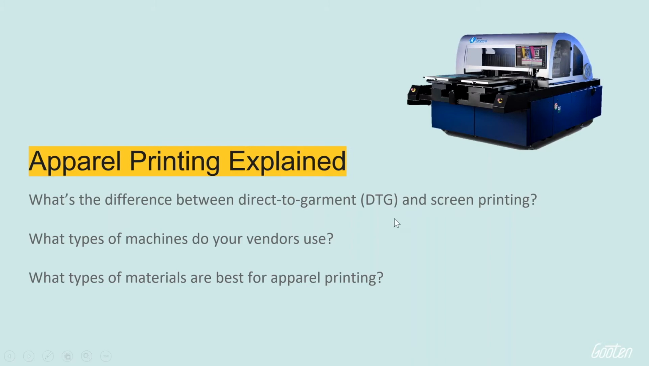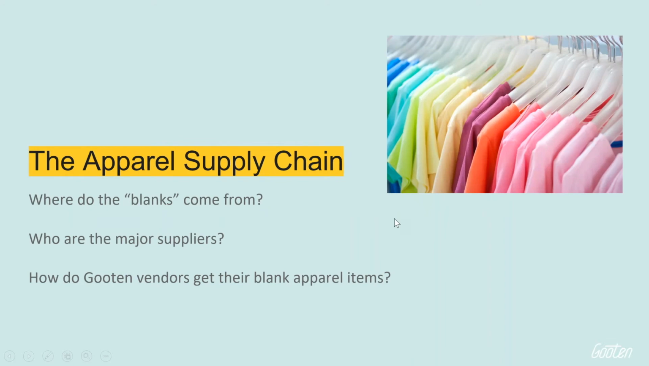Thank you. All right, so that's a good segue, I think, in talking a little bit more about the apparel supply chain. And so where the blanks come from, who the major suppliers are, and how our vendors get access to the actual shirts, tank tops, hoodies, sweatshirts, and everything that we're printing on. Stevan, can you give us just a high-level overview of how that works, and then we can dive into talking about some stocking?